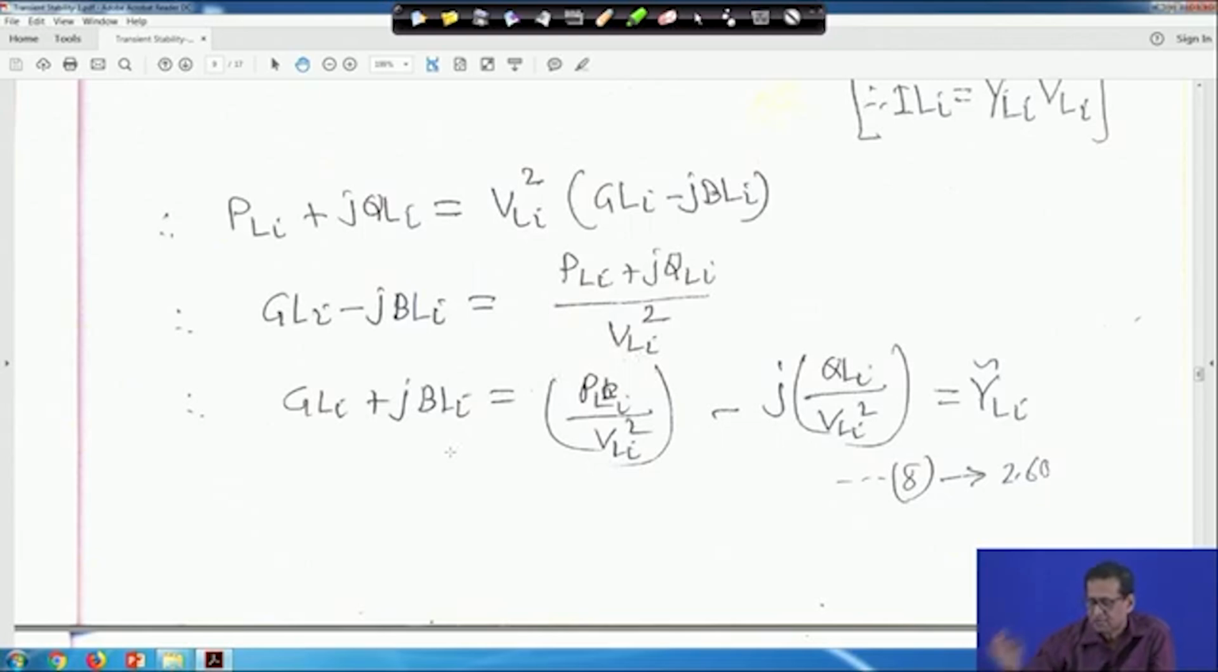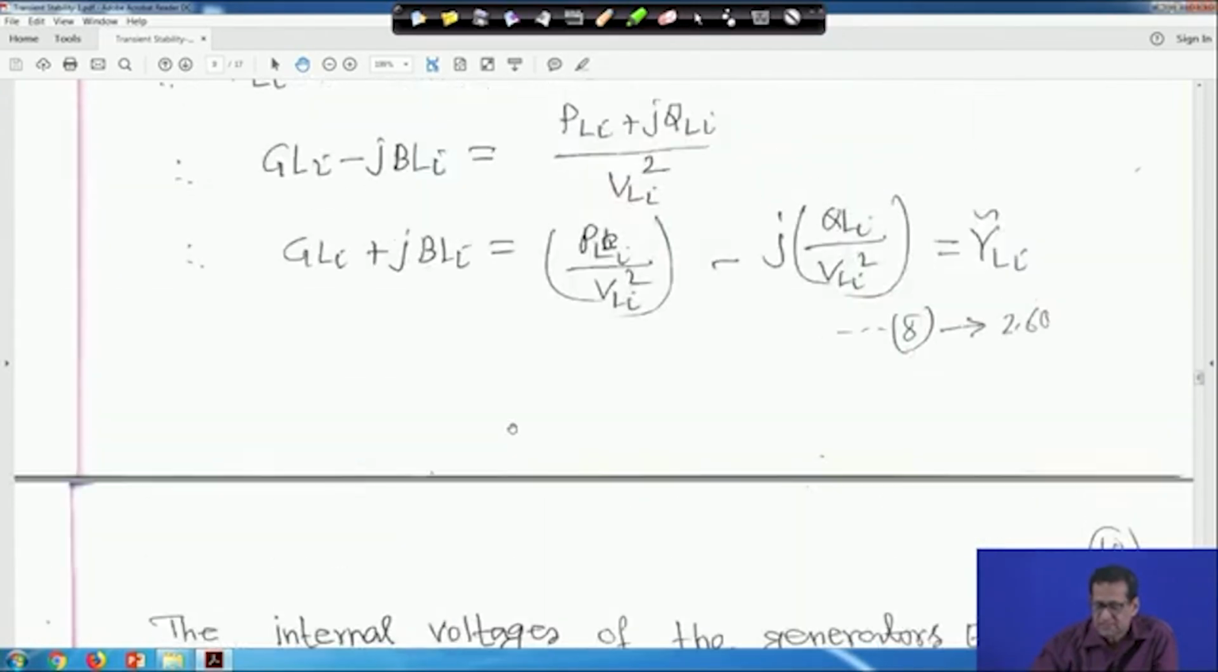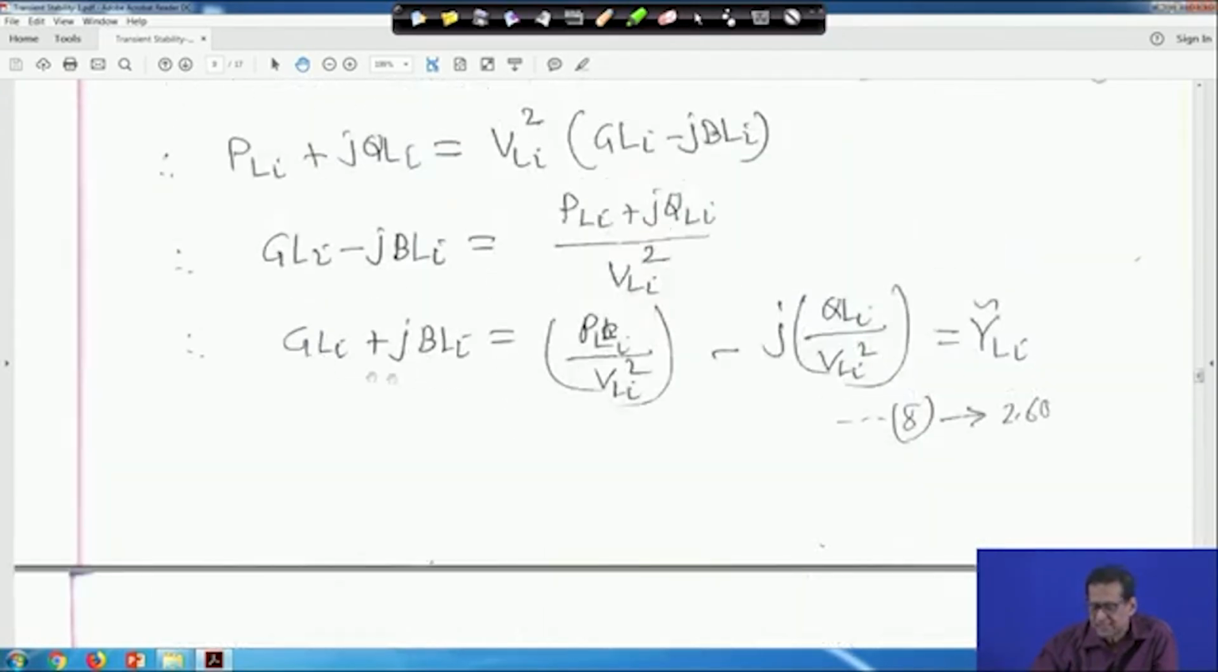Or if you take the conjugate on both sides, that is why it is writing G_Li plus jB_Li, and this side P_Li upon V_Li square; this plus, because of the conjugate, on the right hand side it will become minus, so minus jQ_Li upon V_Li square is equal to Y_Li conjugate. This is equation 8, if you take the conjugate on both sides, right. Therefore from here you will get G_Li is nothing but P_Li upon V_Li square, and B_Li will be minus Q_Li upon V_Li square, right.